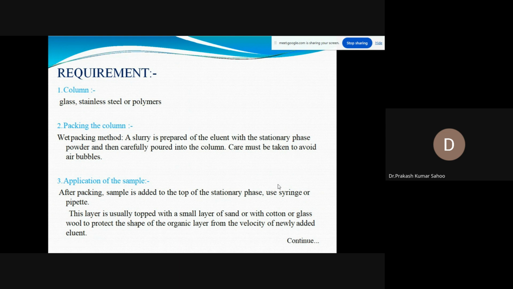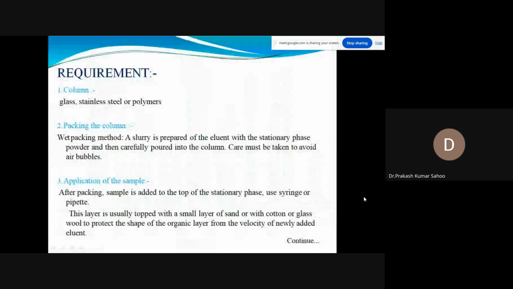So this is the instrumentation. We have the different parts of ion exchange chromatography. First one is the column. The column is made up of either glass, stainless steel, or polymer. Then packing of the column. A wet packing method is used, where a slurry of the eluent with the stationary phase powder is prepared and then carefully poured into the column. Care must be taken to avoid air bubbles.